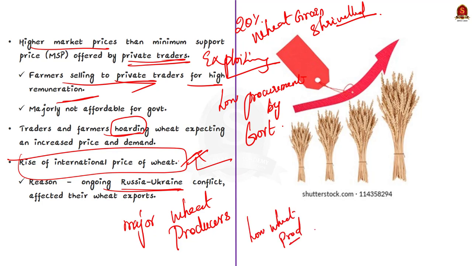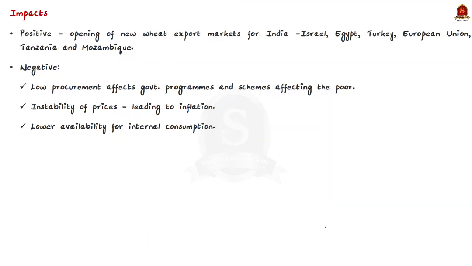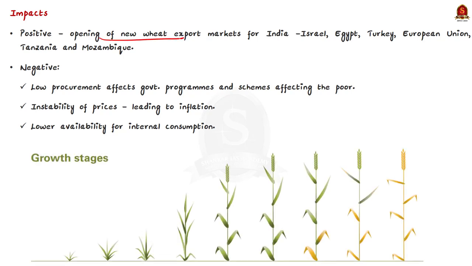See, the fact to remember is there will be certain notable impacts. One notable positive impact is the opening of new wheat export markets for India due to the Russia-Ukraine war. According to the FAQ article here, India has promising export opportunity in Israel, Egypt, Turkey, European Union, Tanzania and Mozambique.